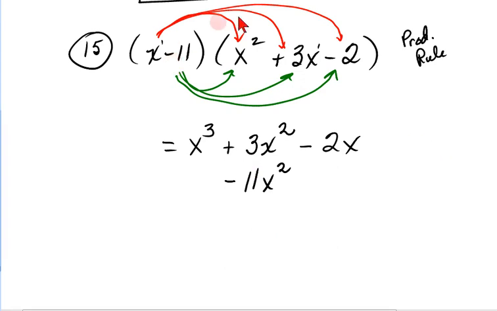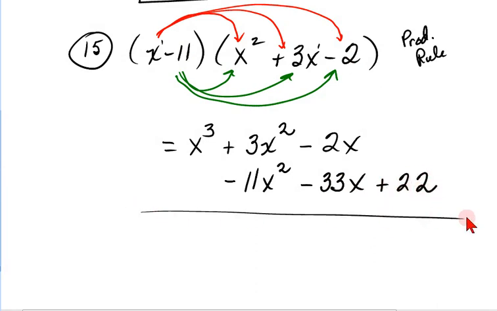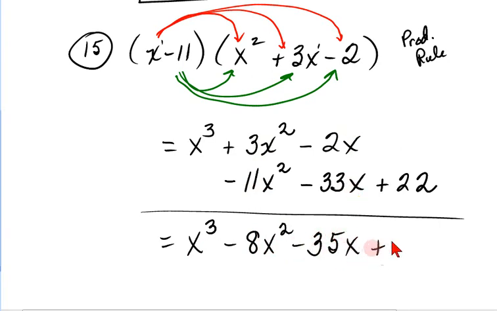Negative 11 times 3x gives us negative 33x, and I can put it under the x term. Then negative 11 times negative 2 is positive 22. Negative times negative. So my like terms are in columns. The final answer will be x to the third. What do I get for my x squareds? Negative 8x squared. That was positive 3 and negative 11. For my x's, negative 35x, and bring down the 22.